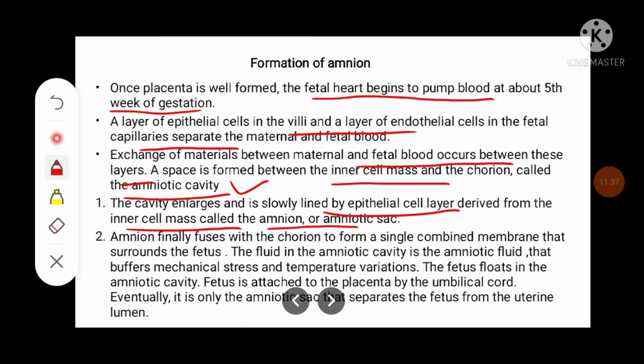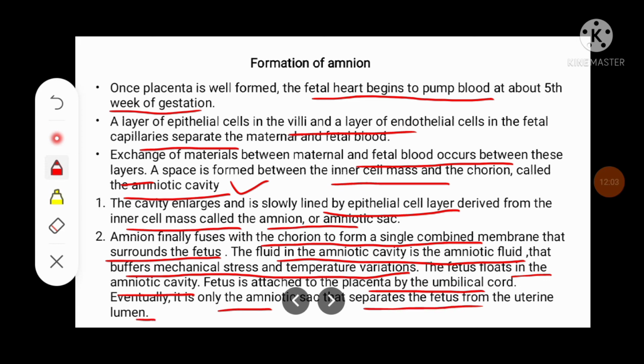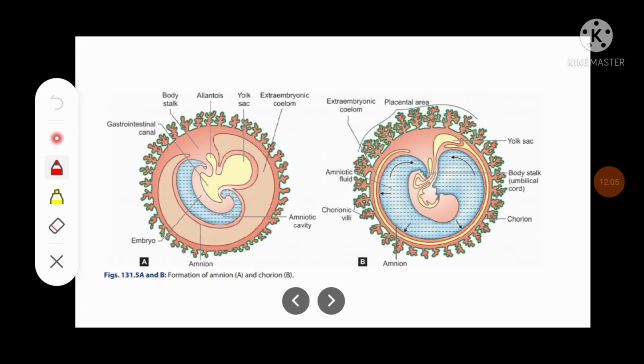Amnion finally fuses with the chorion to form a single combined membrane that surrounds the fetus. The fluid in the amniotic cavity is the amniotic fluid that buffers the mechanical stress and temperature variations. The fetus floats in the amniotic cavity. The fetus is attached to the placenta by the umbilical cord. Eventually, it is only the amniotic sac that separates the fetus from the uterine lumen. So this is how the amnion is formed, and this is how the chorion is formed.